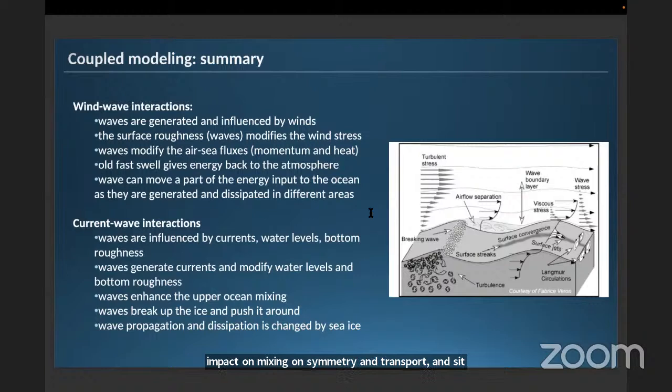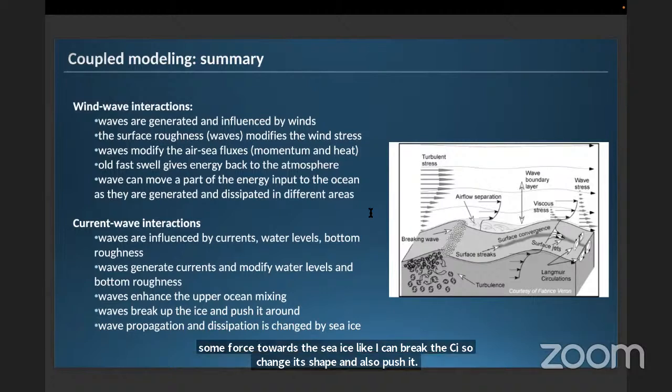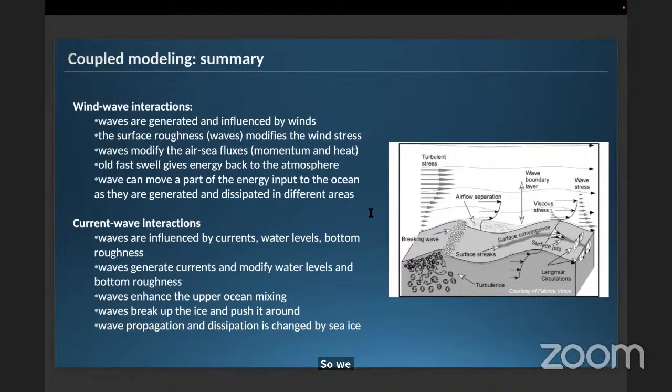And I haven't shown so much about that, but one can imagine that obviously when waves arrive close to the sea ice, they can also induce some force on the sea ice. They can break the sea ice, so change its shape, and also push it, so they will influence the ice sheet too. And finally, on the other hand, sea ice can also impact the dissipation of the waves and their propagation, of course.